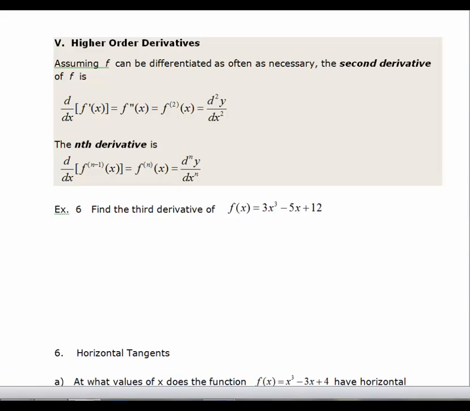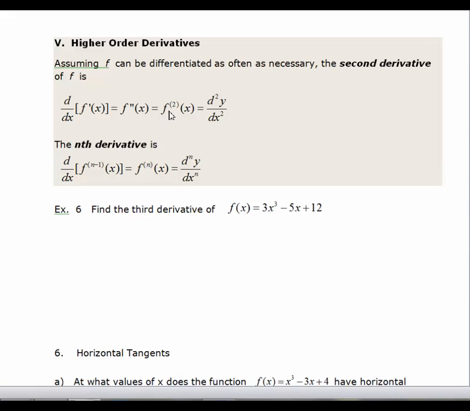Let's look at some higher order derivatives. Higher order derivatives just means you're going to take a derivative more than once. There's some different notation. The derivative of a first derivative, f prime, would be f double prime. That's considered a second derivative.